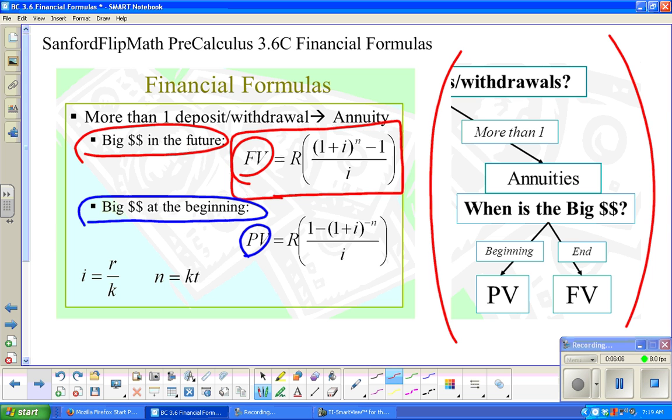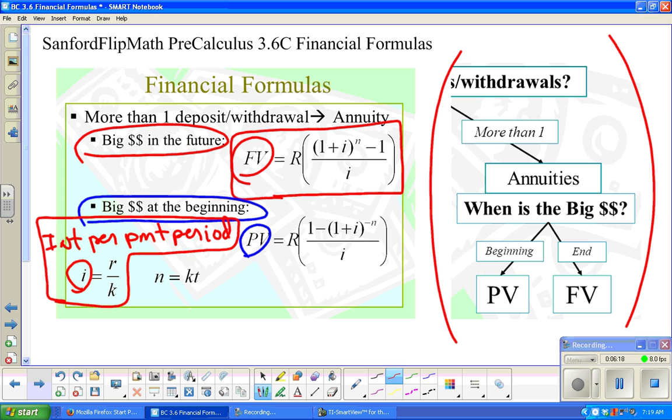I is the interest per payment period. What that means is if I'm making monthly payments, then I have to take the interest rate they give me, which might be 3%, so 0.03, and divide it by 12 if it's monthly. So this is the interest per month, the answer from this division.